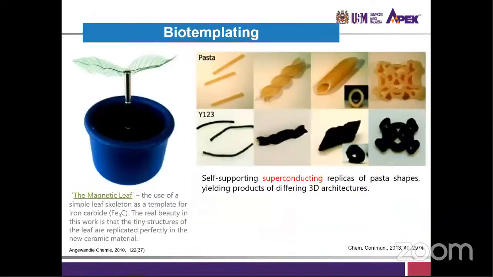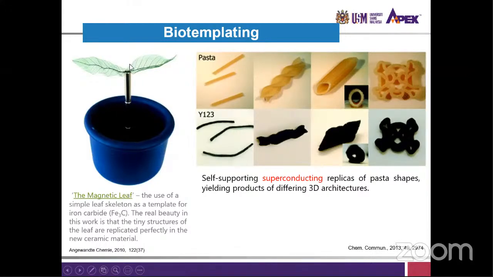So in our research team, we try this approach. We call it biotemplating, which can control the growth of the nanoparticles that have been produced. It starts with the work in Bristol. If you can see this, in 2010, there was the magnetic leaf.